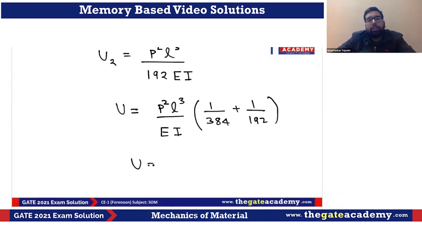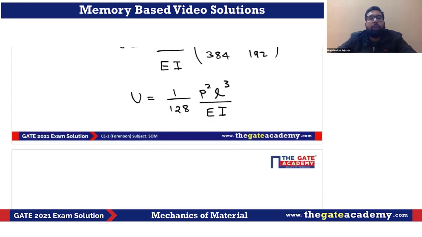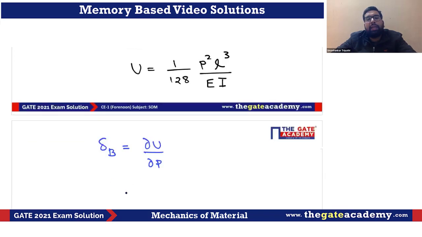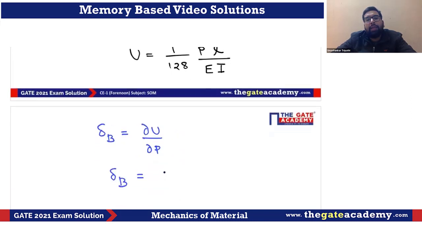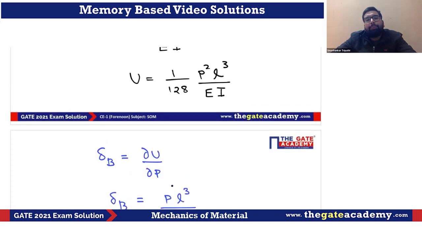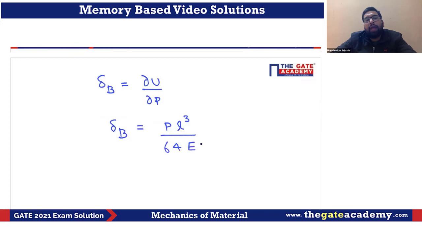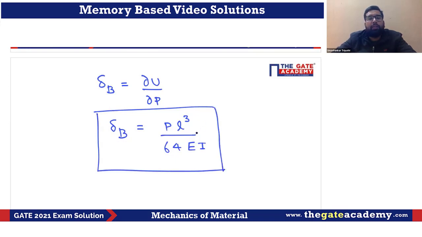What is the net strain energy we are getting from here? We are getting P square L cube upon EI by 128. Now, what will be the deflection at B? We know that if we have the strain energy, we can differentiate it with respect to the load acting at that point. If I differentiate it with respect to P, I'll be getting PL cube by 64 EI. This will be the deflection at B.